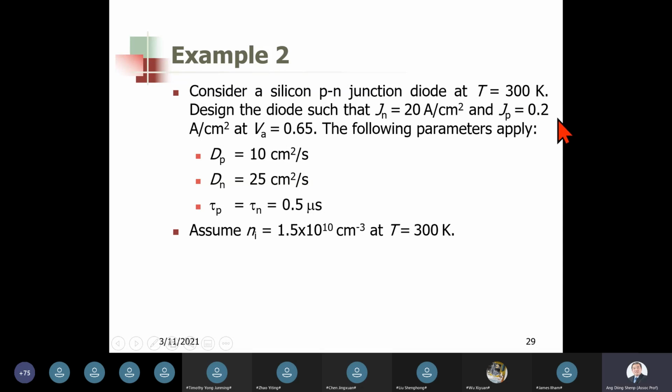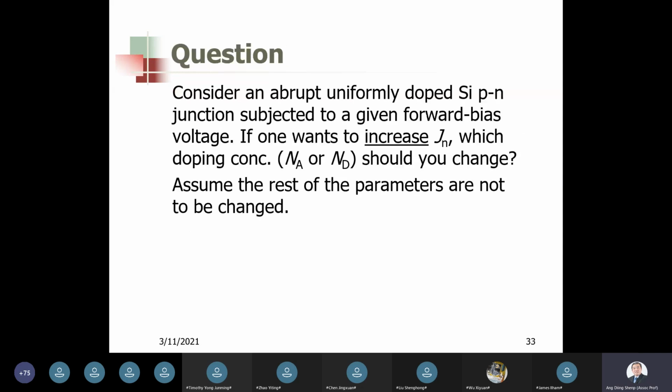In this example, now to take this further, if you dope the PN junction more heavily on one side compared to the other side, the total diode current is actually made up of the diffusion current arising from the injection of minority carriers from the heavily doped side. And that makes a lot of sense. So with this, I think we can finish the class today.